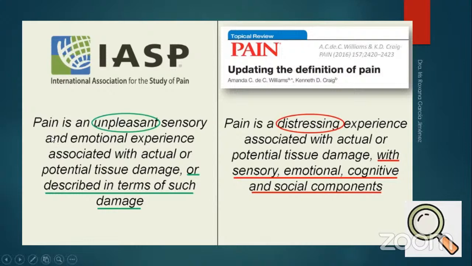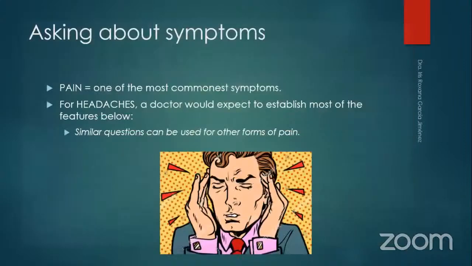The IASP says that pain is an unpleasant sensory and emotional experience associated with actual or potential tissue damage, or described in terms of such damage. Okay, about the research: pain is a distressing experience associated with actual or potential tissue damage, very similar, with sensory, emotional, cognitive, and social components. If we combine it, pain is not as easy as we think.